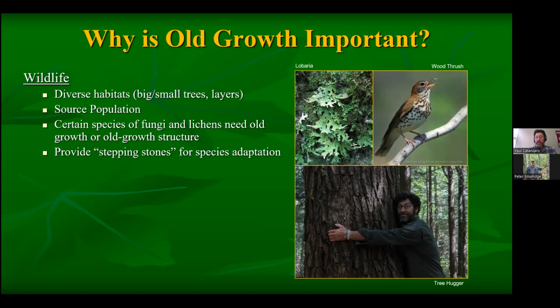They provide, because of this complex structure, this diversity in young, medium and old trees, small trees and medium trees and big trees, and spatial variability, the heterogeneity across both vertically and horizontally, it's a very niche rich environment, right? There's a lot of opportunities for wildlife to partition various parts of that ecosystem and utilize that for their needs.